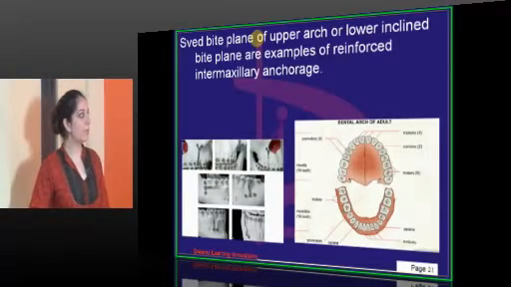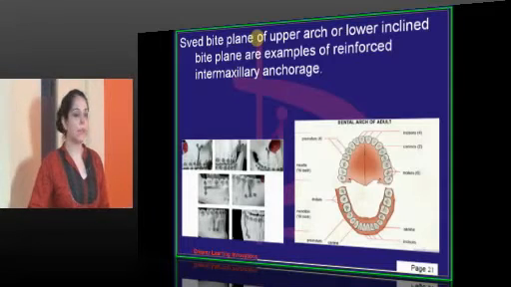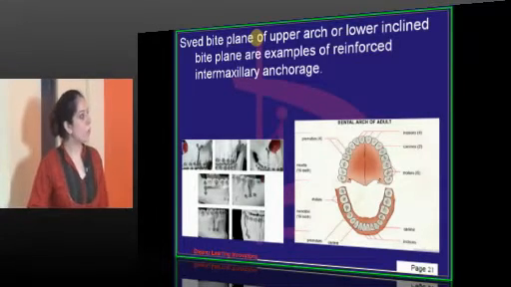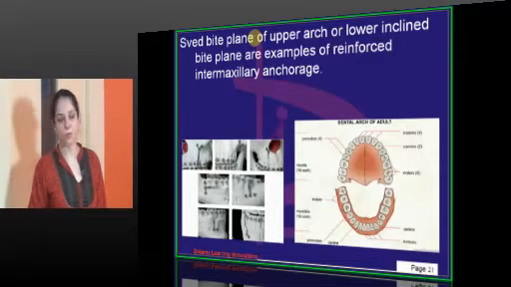There is something called a sweat bite plane. It is an inclined bite plane in the upper arch in which the incisors are covered by the bite plane, or the lower inclined bite plane. These are examples of reinforced intermaxillary anchorage.